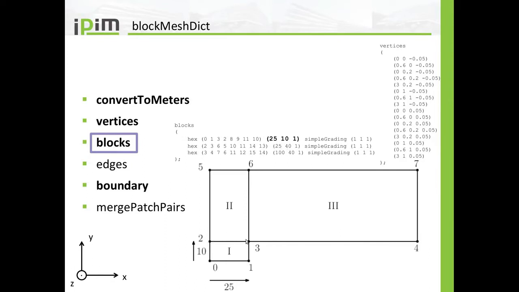It has to be the same number here, and 40 in the y direction. Then in the third we want to place 100 in the x direction and 40 in the y direction. And also these values have to match. In the z direction we will place one cell because we want to make a two-dimensional simulation.